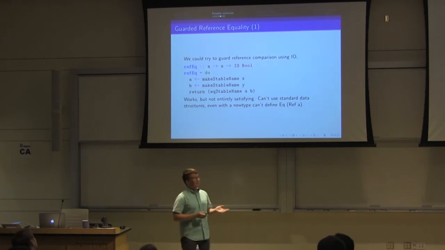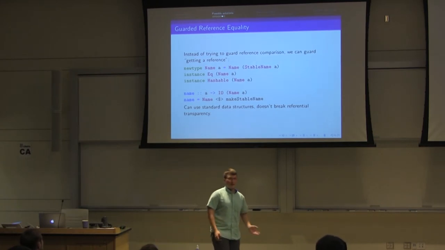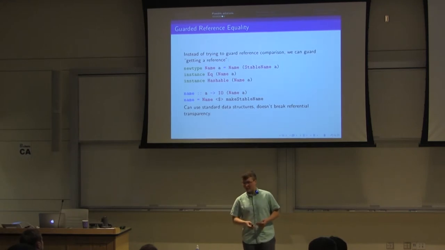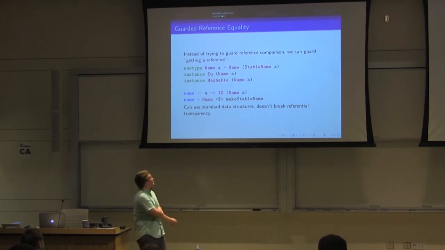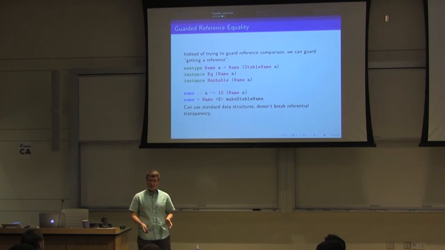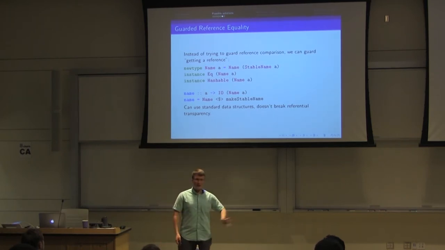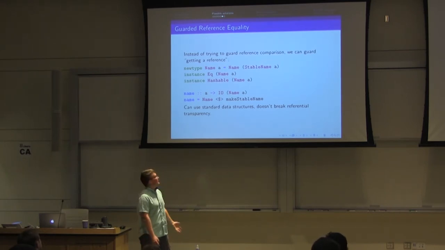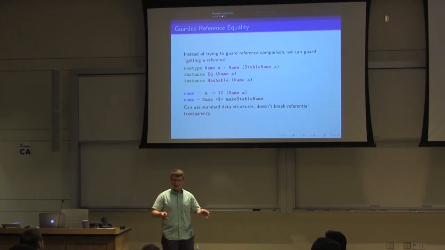However, what if we just used stable names directly? Except that, as I said, you might want to wrap them in an extra newtype in order to provide a hashable instance and to be able to use them in hash maps. So with this, we can actually use standard data structures. We can put this stuff into a set, and we can use it as keys in a map. And at the same time, we don't violate referential transparency because the act of taking a reference is actually guarded by I/O.